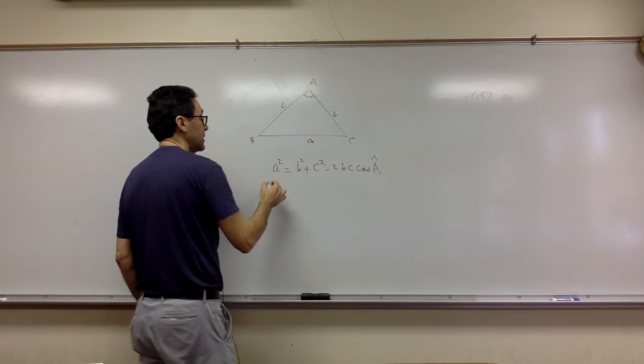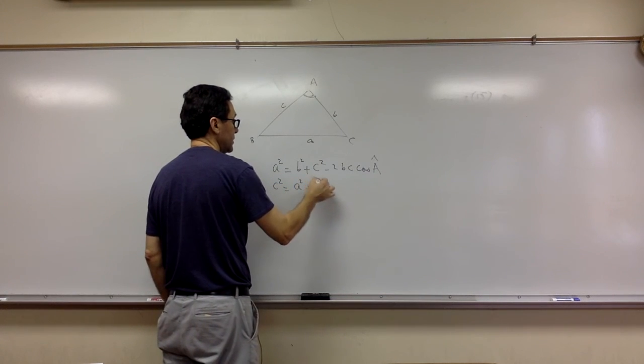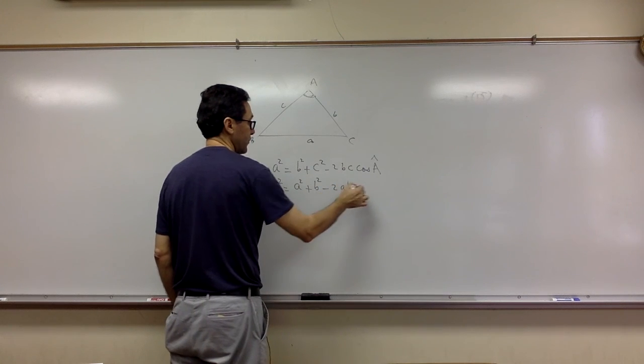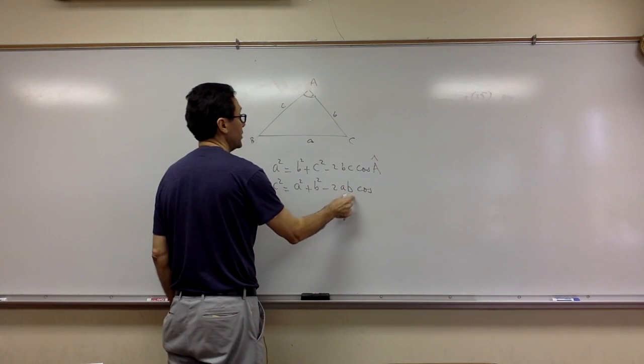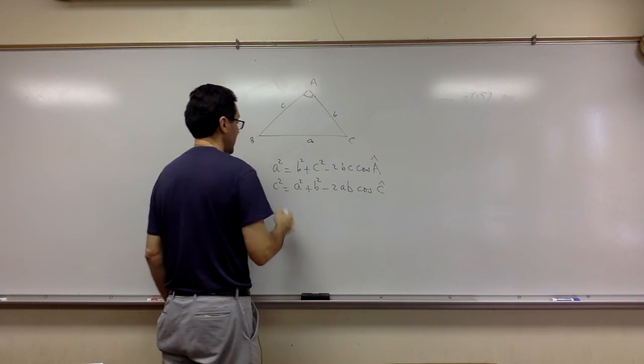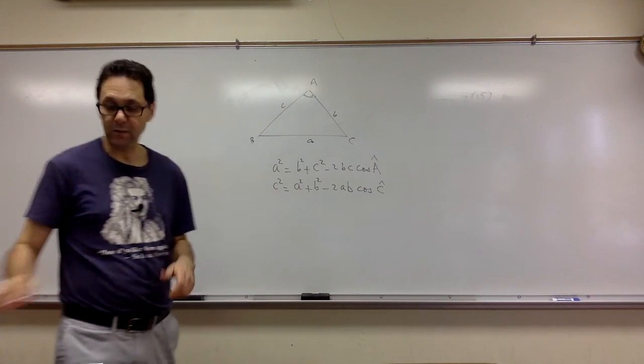Now this applies to the other legs. So C squared is the other two legs squared and added, minus 2 times the product of these two legs, cosine of the angle between A and B, which is angle C. And you can do the same thing for leg B. And that's law of sines and law of cosines.